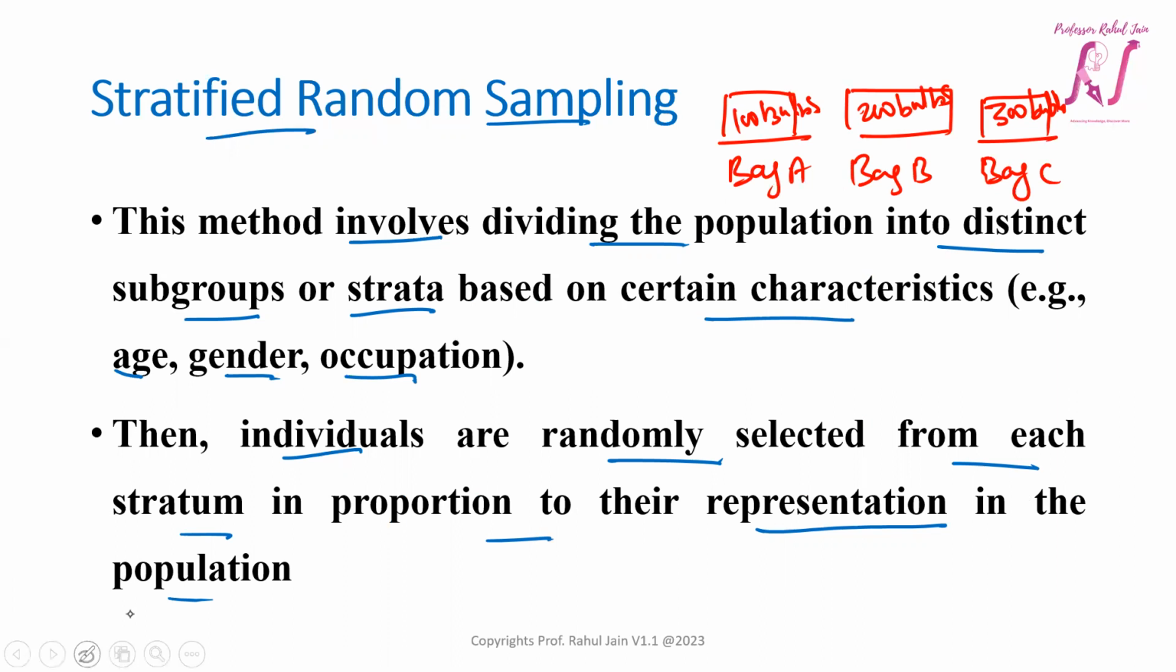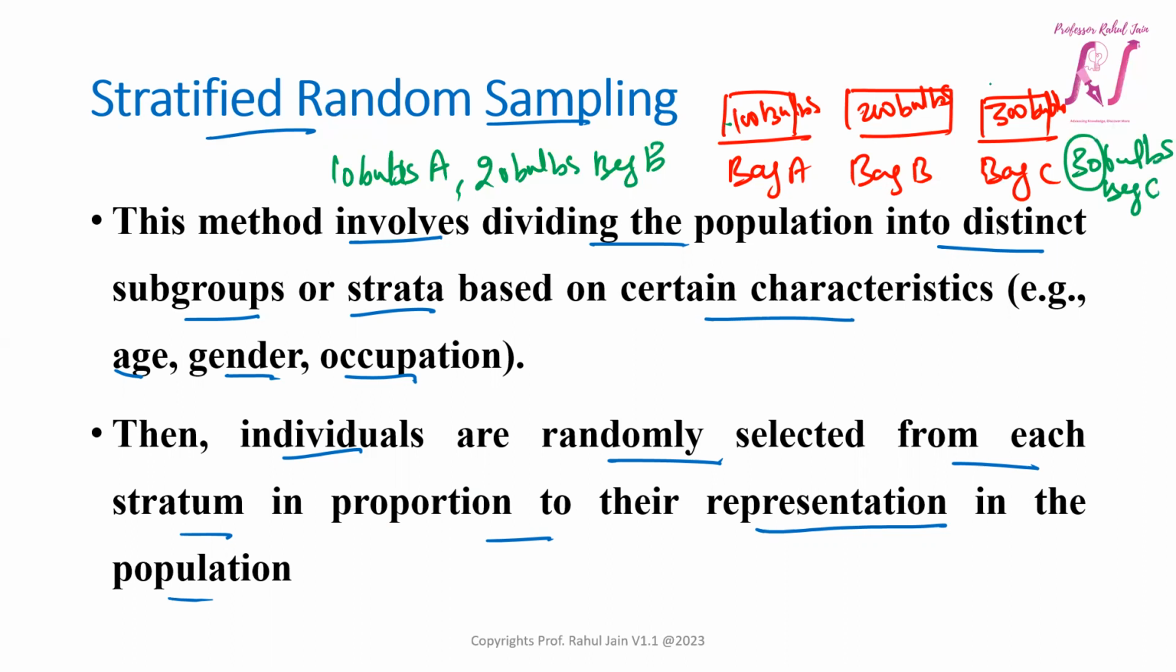Now, my study is about finding how many bulbs are good quality and whether any bulbs are defective or not. So in some proportion, we can select random samples. I can choose 10 bulbs from bag A, 20 bulbs from bag B, and 30 bulbs from bag C. Equal proportion, right?